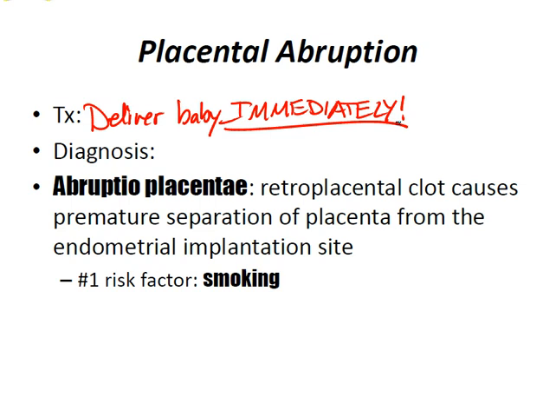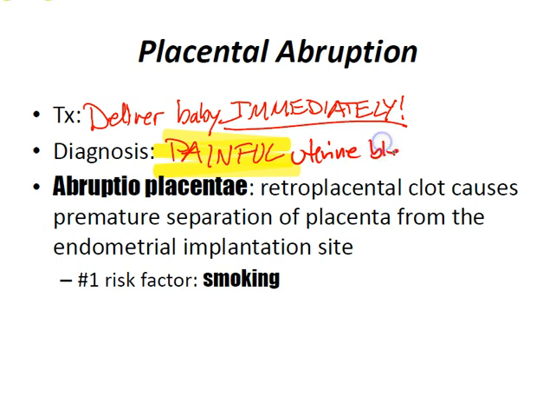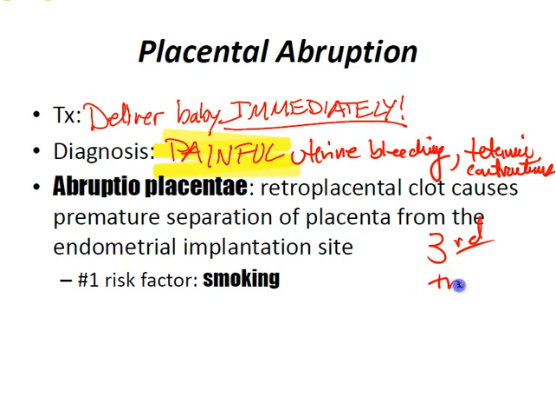Now, placental abruption presents with painful uterine bleeding, and tetanic contractions in the third trimester. That's huge, because that's when these things are going to occur. So the third trimester. Now, do you think you perform a pelvic exam? Do not perform a pelvic exam. You diagnose it again with the ultrasound.